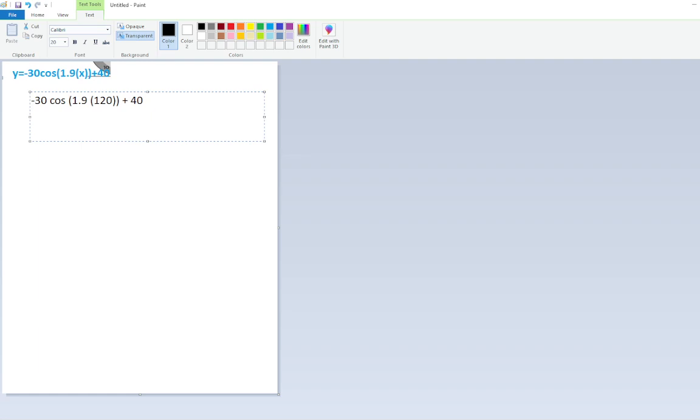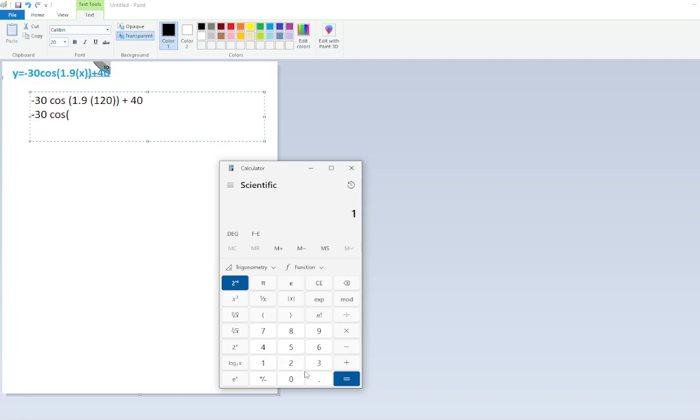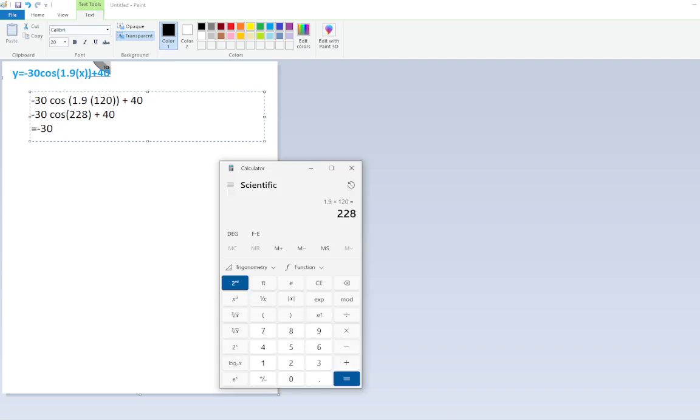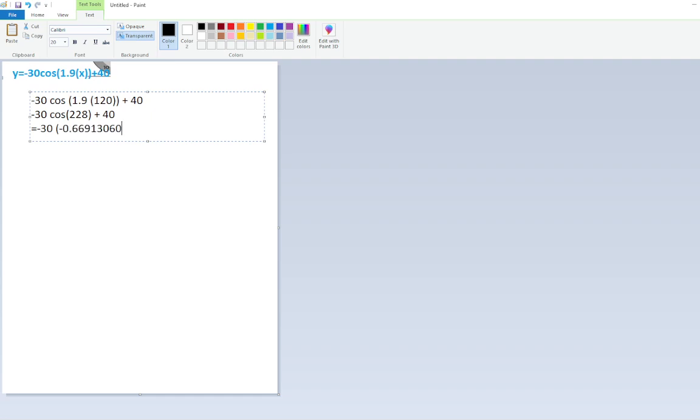You always solve your brackets first, and you always do cos once you have it. We're going to take 1.9 and multiply by 120, and you get 228. So you're going to find the cos of 228 plus 40. Now, cos is considered like a bracket. You do it before any multiplications. Notice that cos should be negative because we're in quadrant 3. So we've got negative 30 times this value plus 40, so we're going to multiply by negative 30 now.